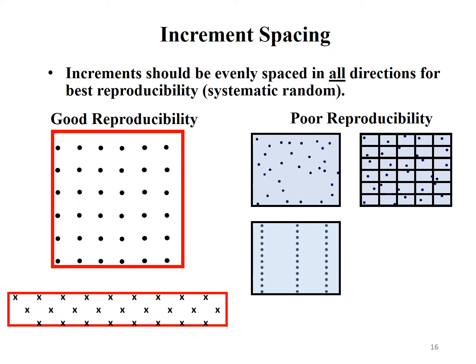The illustrations on the left side of this slide illustrate the goal to locate increments in a systematic, random manner so that they are approximately evenly spaced throughout the DU in all locations. The illustrations on the right, which includes a simple random and a stratified random spacing approach, generally result in poorer reproducibility if the DU is sampled again than systematic random spacing. Using systematic random sampling, you select a random starting location and then sample at determined fixed spacing intervals across the entire DU.